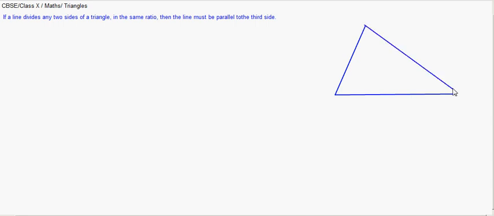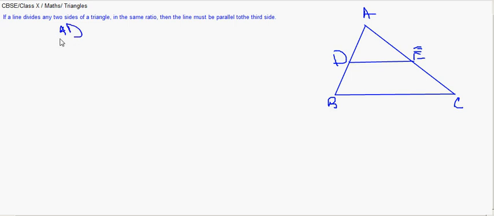This is a triangle. I'll not spend much time on drawing this. Similarly as we had taken in the previous one, A, B, C. This will be D, and E. We have to now prove this DE is parallel to BC. It is given to us AD by DB is already equal to AE by EC.